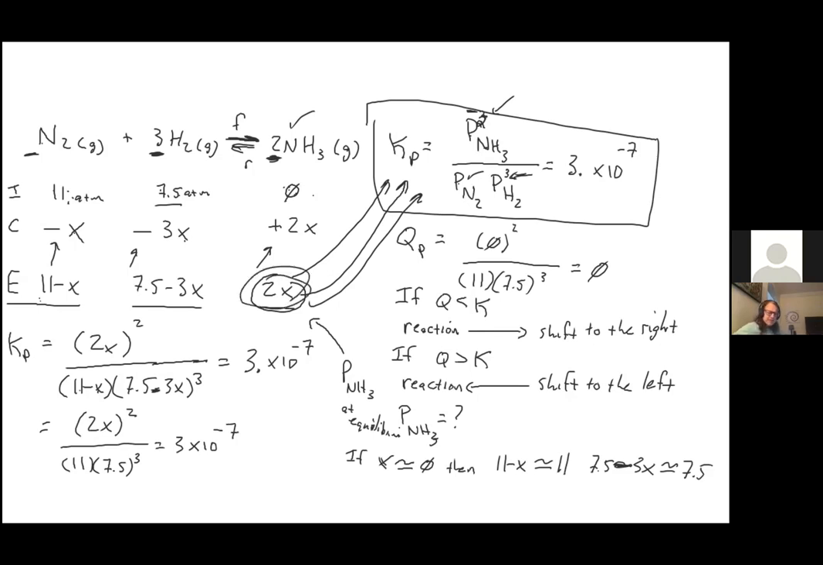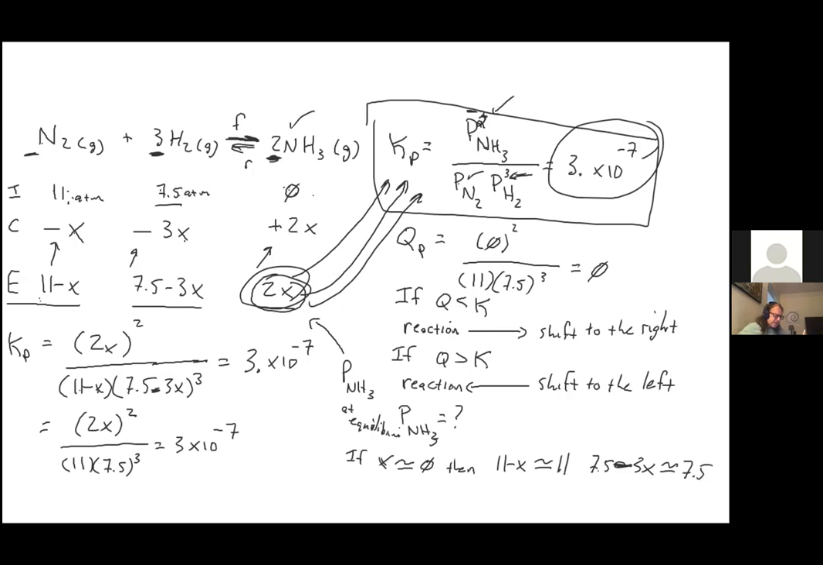Now, how do I know if I can make that assumption? Well, it really depends on this value. If that value is much less than 1, usually you can make that assumption. There are some details in all of that, but if it's a small value of k, and all of the ones in this particular problem set are going to be small values of k, you can make that assumption. Now, I can't say that it's equal to 0, so I'm not going to get rid of the 2x up here, but 11 minus x or 7.5 minus 3x, those are approximately equal to those numbers.